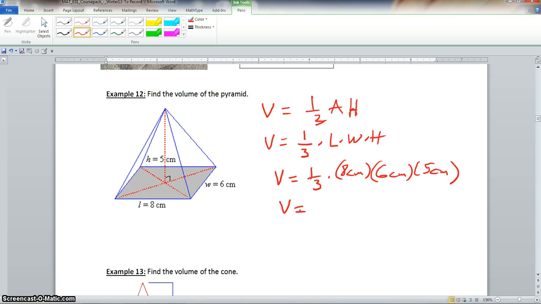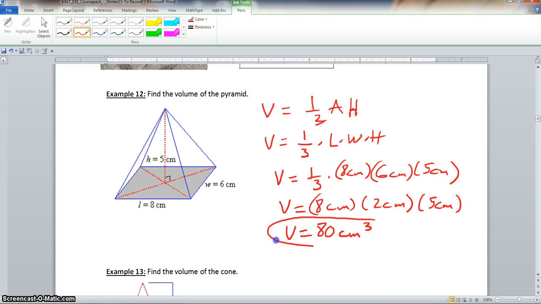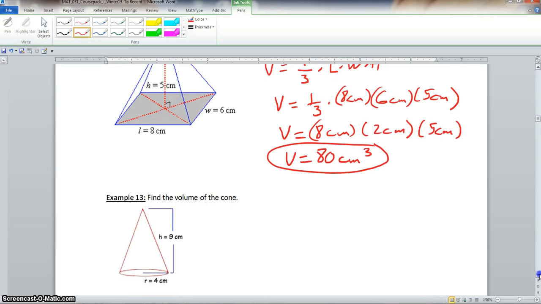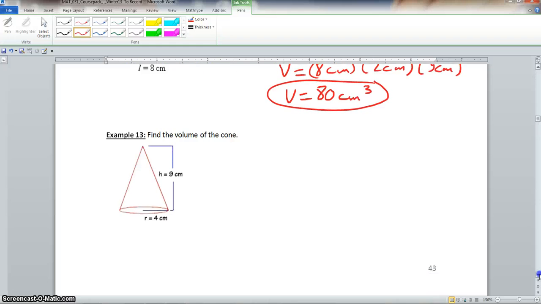So we have the volume is equal to, now we could take 1/3 times 6, which is 2. So we will have 8 centimeters times 2 centimeters times 5 centimeters. Now we can multiply this out. 8 times 2 is 16 times 5 is 80. So it's 80 cubic centimeters. That is the volume.